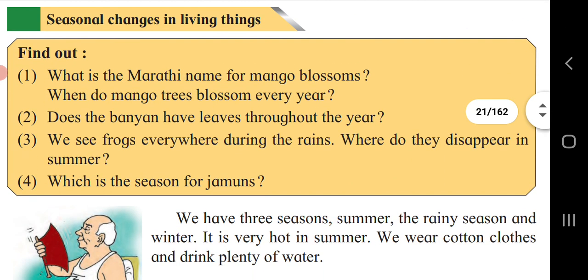Seasonal changes in living things. What is the Marathi name for mango blossoms? The Marathi name for the mango blossom is mohar. What do we call it? Mohar. When do mango trees blossom every year? Normally the mango tree blossoms around the end of February and the beginning of March. Does the banyan have leaves throughout the year? All the leaves of the banyan tree never fall off together. Some leaves may fall, but the tree never becomes leafless.